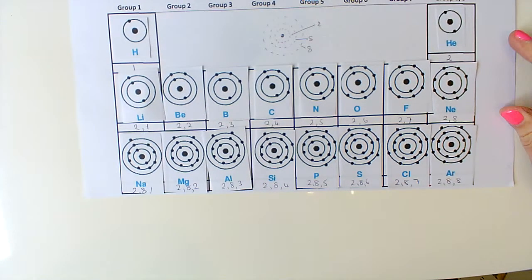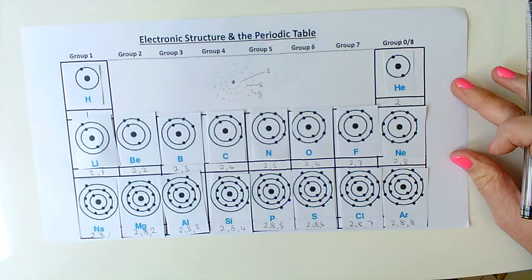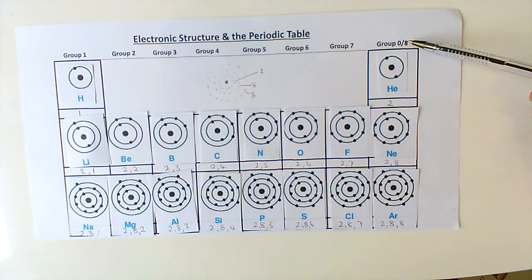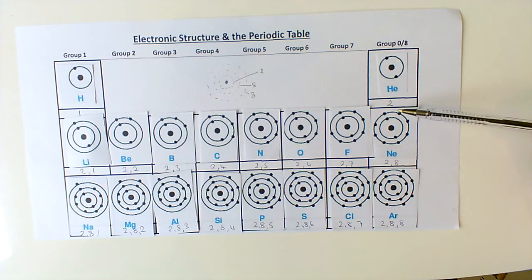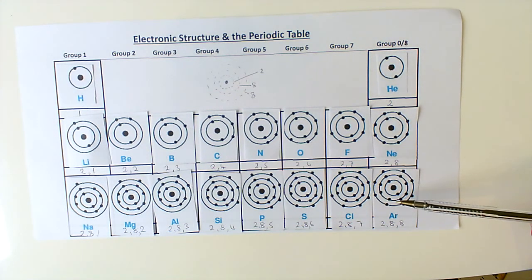So a group 8, although sometimes referred to as group 0, have all got full outer shells, which accounts for them being inert and not wanting to react with anything else because they have their lovely stable outer shells.